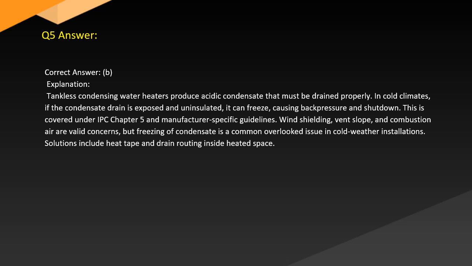This is covered under HVACR Chapter 5 and manufacturer-specific guidelines. Wind shielding, vent slope, and combustion air are valid concerns, but freezing of condensate is a commonly overlooked issue in cold climate installations. Solutions include heat tape and drain routing inside a heated space.